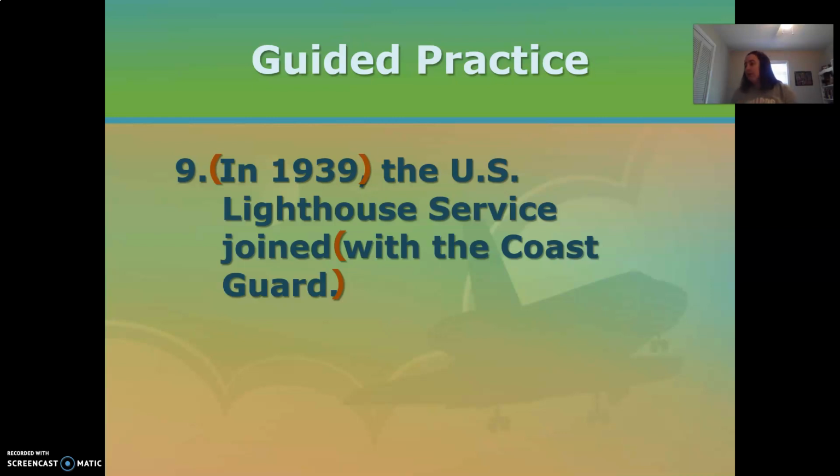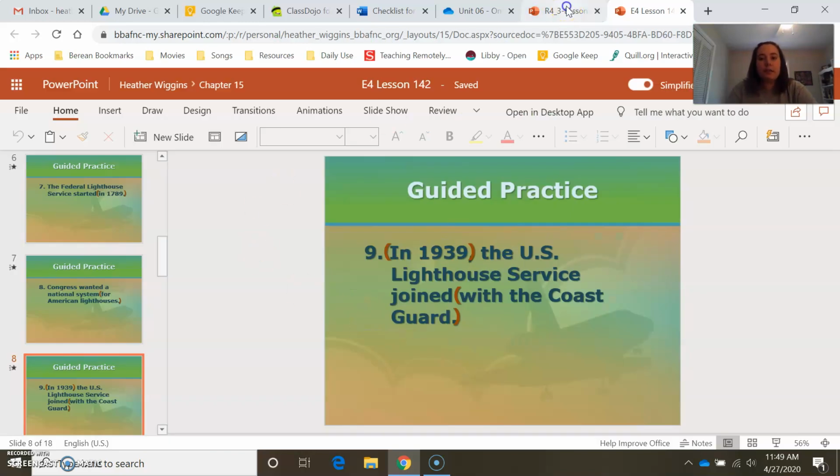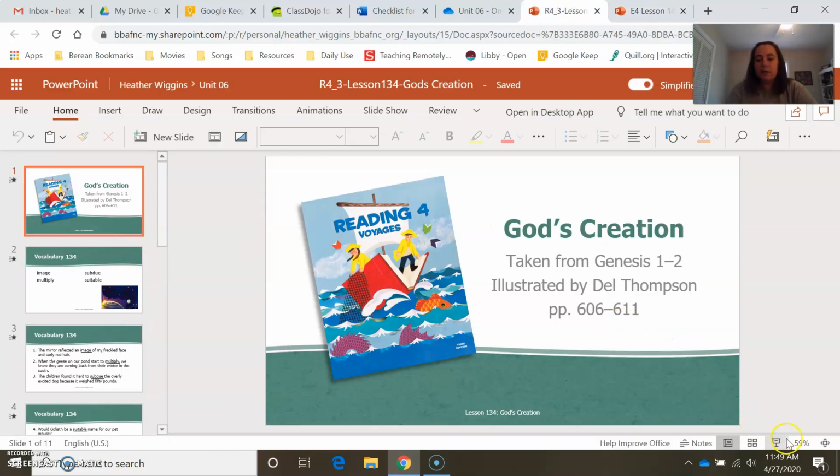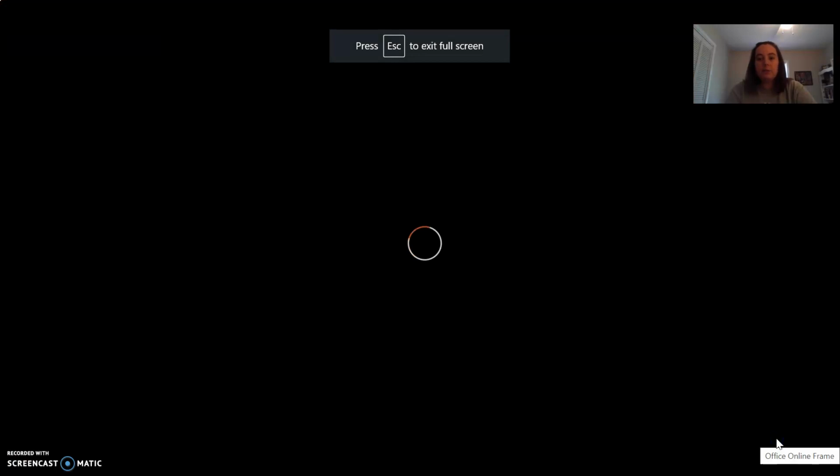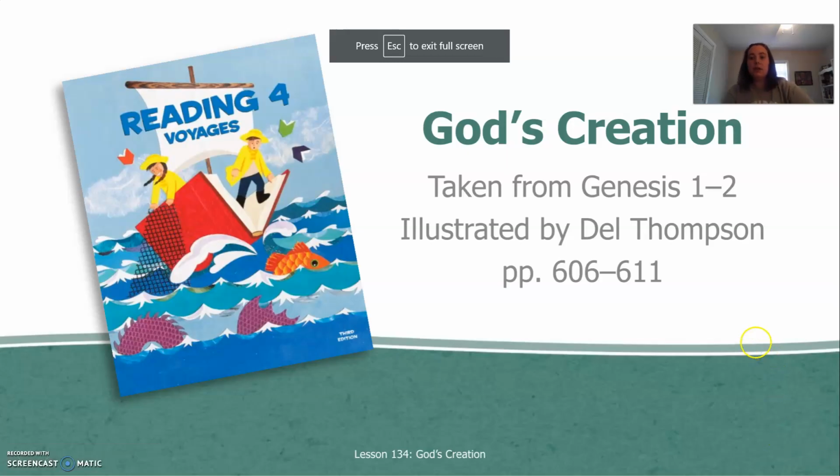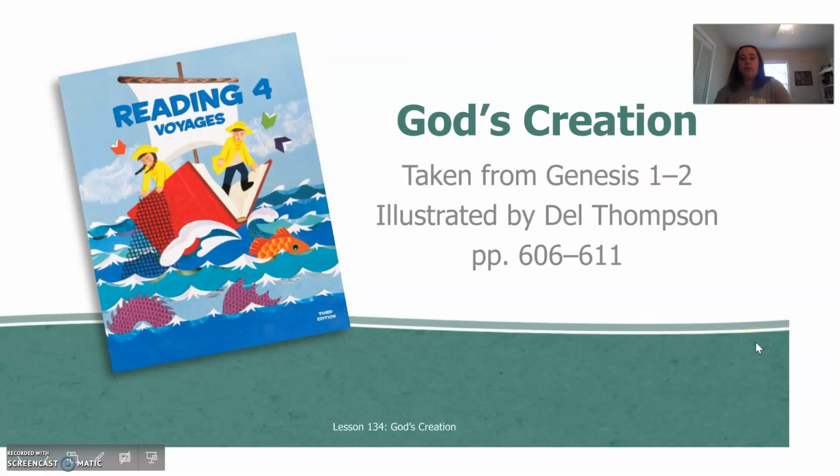Now, as we move to reading class, we're starting our Unit 6 today, and we have a story called God's Creation. It's taken from Genesis chapters 1 and 2. This is a Bible retelling, the story of God's creation.